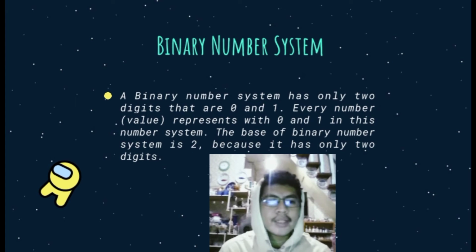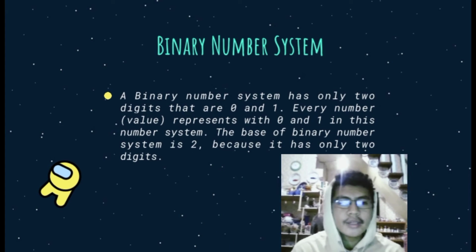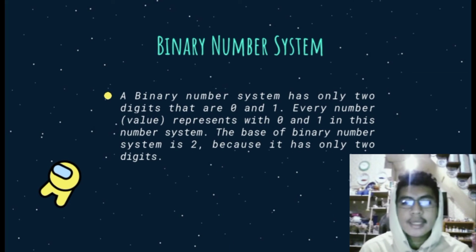Let's move on to the binary number system. A binary number system has only two digits, 0 and 1. Every number is represented with 0 and 1 in this number system. The base of the binary number system is 2 because it has only two digits.